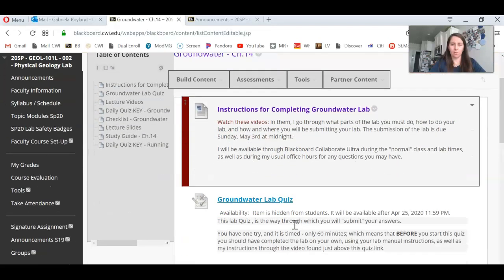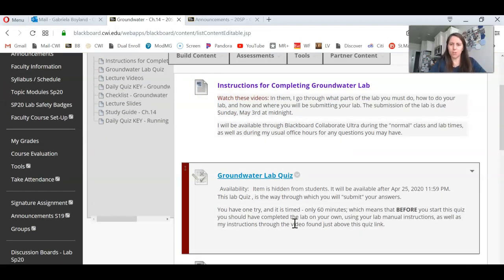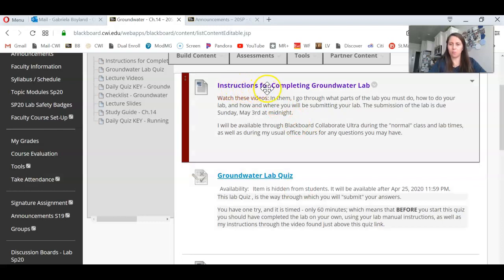So within there, you have 3 links that are important. The first one is the instructions for completing the groundwater lab. It's the same as usual. Here, the most important part is to watch this video, or this set of videos, to know that the submission of the lab is due on Sunday, May 3rd at midnight, okay? And to know that I am there to help you if you need any help.